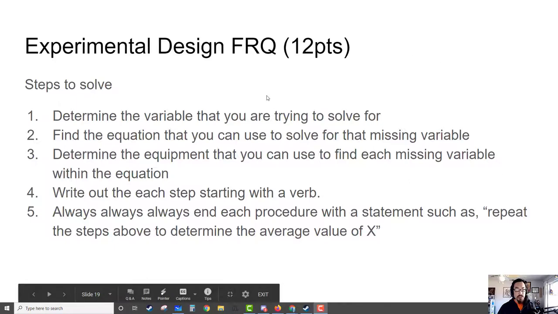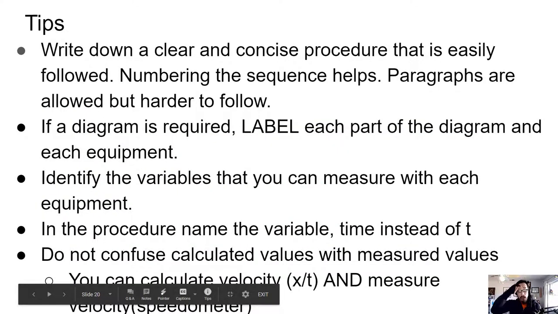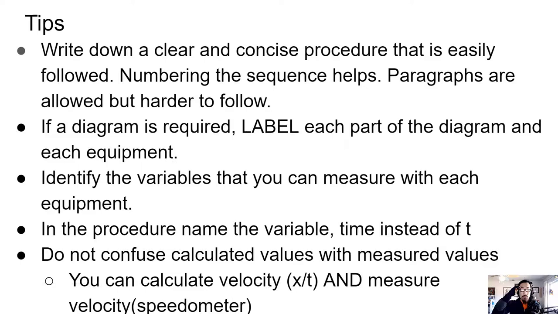All right, next, here are some tips. I'm going to go over each one, and we're going to keep these tips in mind as I go through different examples. First tip, write down a clear and concise procedure that is easily followed. Numbering the sequence helps. So instead of writing a paragraph for the procedures, step one, step two, step three. Make it nice and easy, and always start off each step with a verb. A verb helps organize your thoughts, and it tells the reader directly what you are doing.